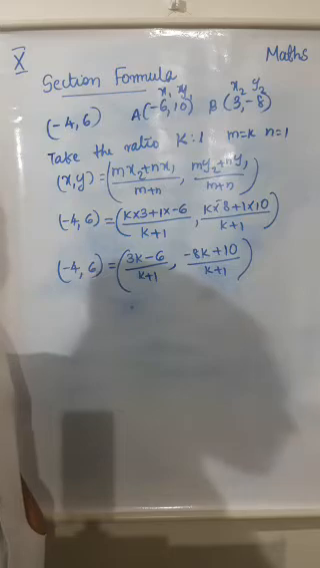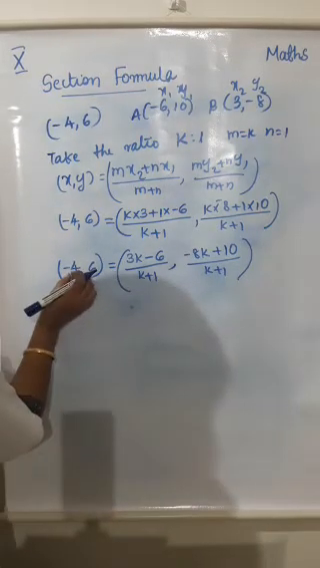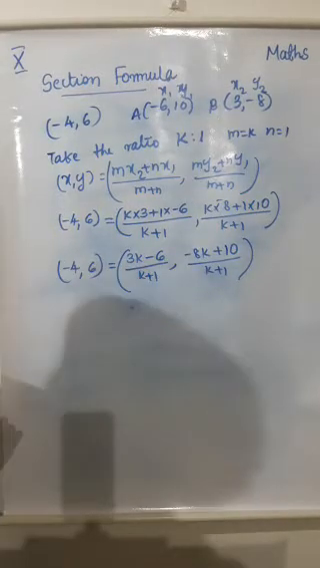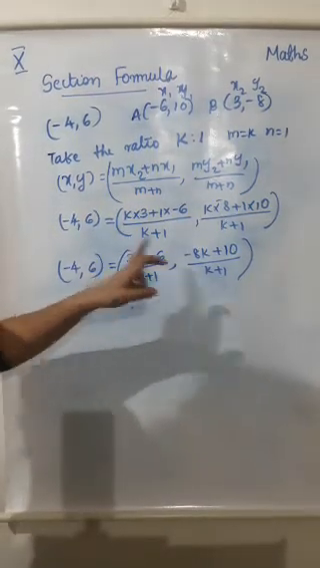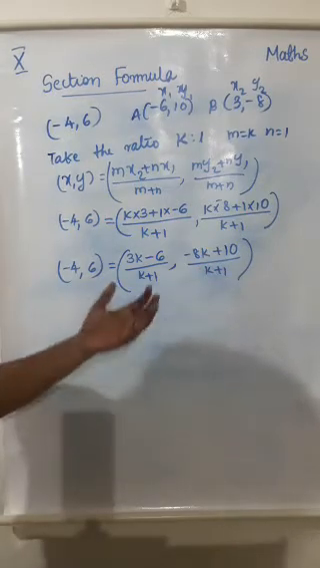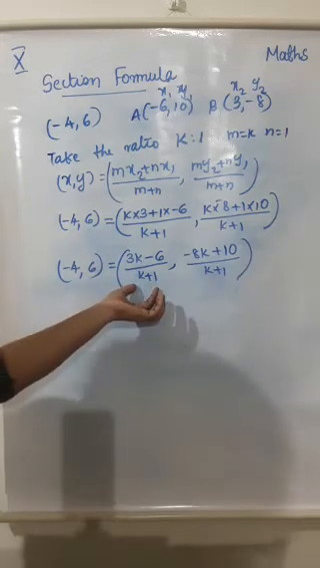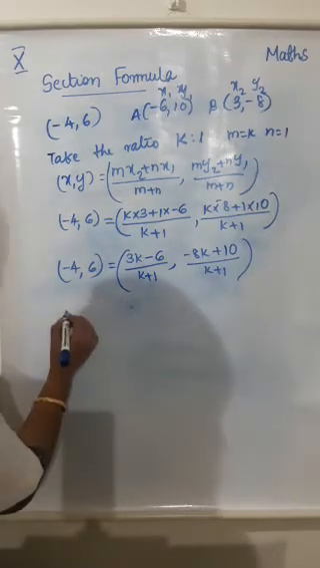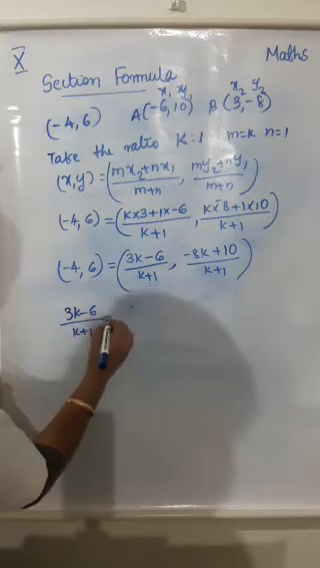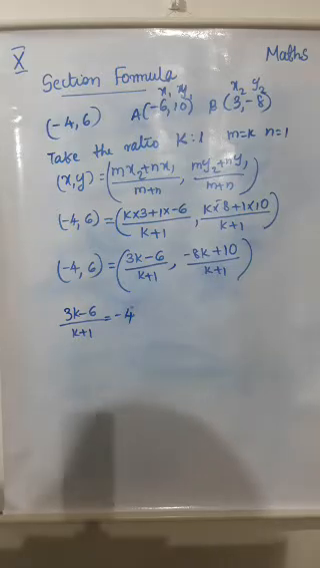What does this mean? This means the value of negative 4 is equal to 3k minus 6 by k plus 1, and the value 6 is equal to negative 8k plus 10 by k plus 1. We can take any of them. First, I take the x coordinate: 3k minus 6 by k plus 1 is equal to negative 4.